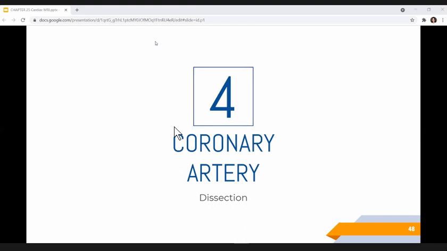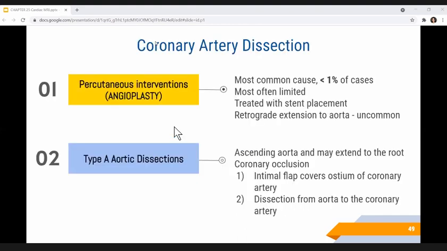Moving on to coronary artery dissection, there are 3 main causes. The most common is percutaneous intervention such as angioplasty. These dissections are limited and can usually be successfully treated with stent placement.